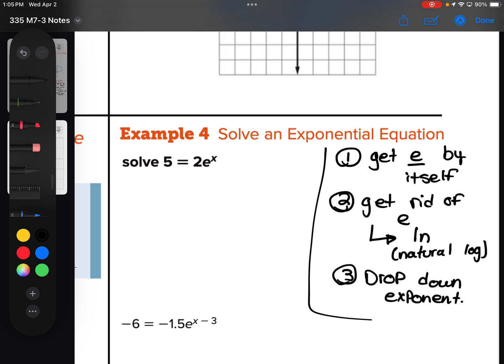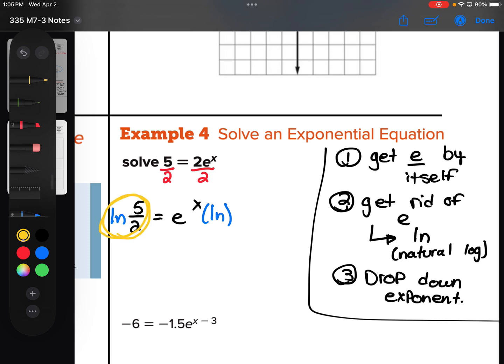So there's our 3 steps. Okay, so first things first, I'm going to get e by itself by dividing 2 on both sides. So then you have 5/2 equals e to the power of x. How do you get rid of e? You're going to do the natural log of both sides. So this, what I'm circling in yellow right now, is what you're going to type in your calculator, because your variable will then drop down, and you'll get your answer.